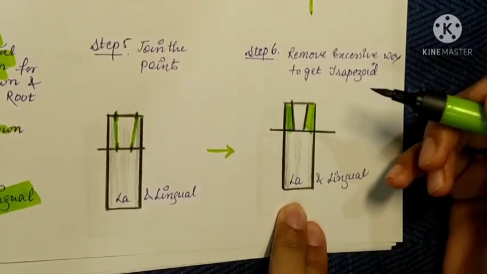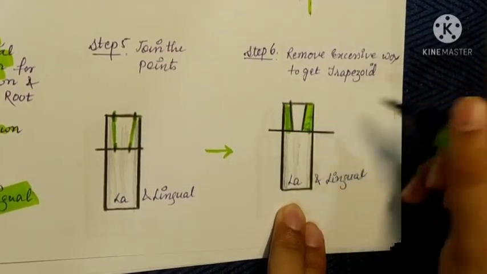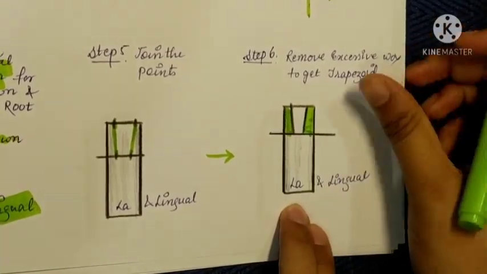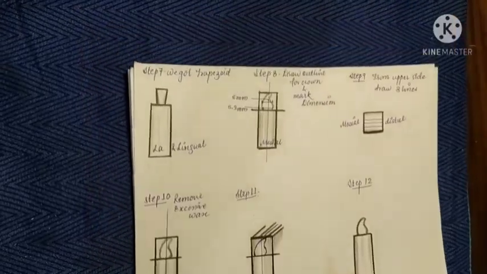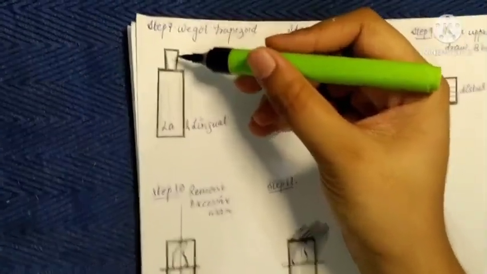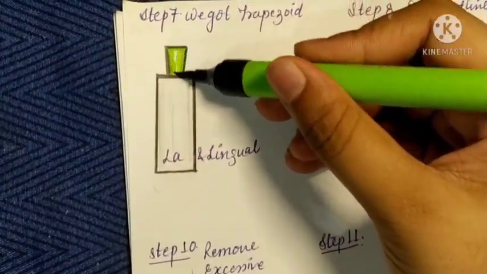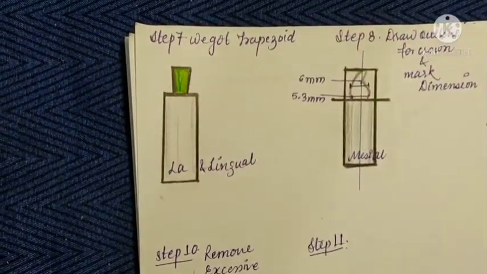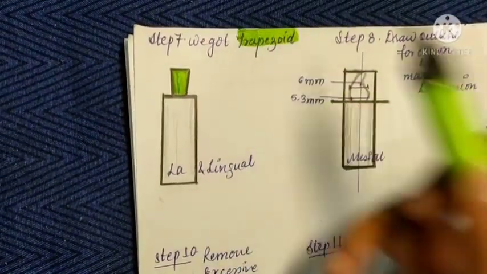This is our excess of the wax which we have to remove. So we have to remove this excess of the wax to get the trapezoidal outline. After removing all the wax, we got our trapezoidal outline. So here you can see we got the trapezoid after removing the excess of the wax.